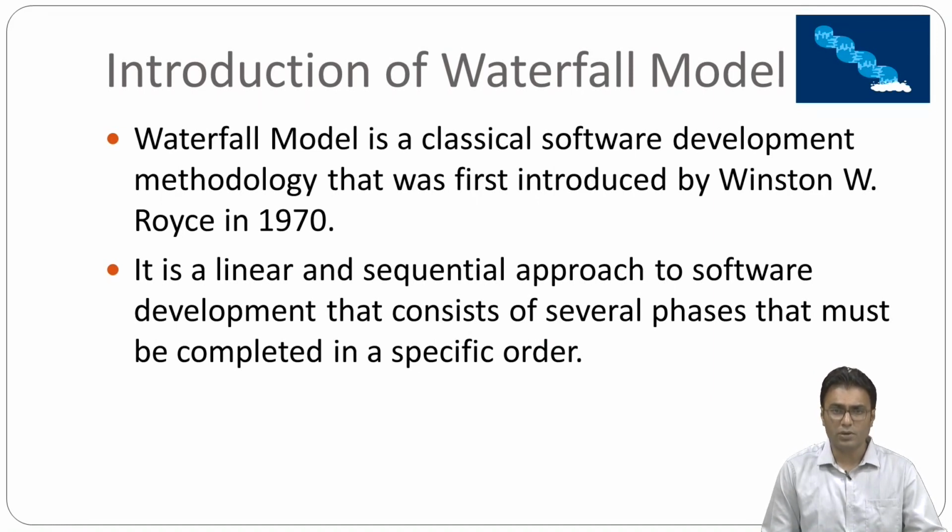These process models are known as SDLC. Actually, SDLC stands for Software Development Lifecycle. All process models are categorized into two categories. The first one is linear and the second one is evolutionary. In this unit, we will discuss linear software process models.